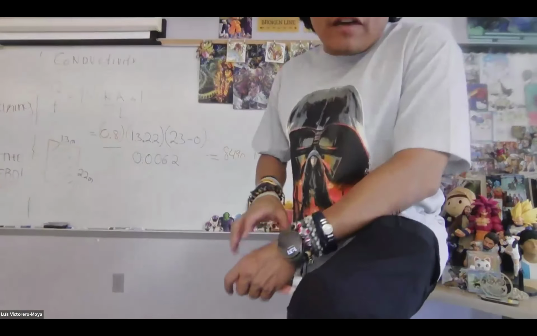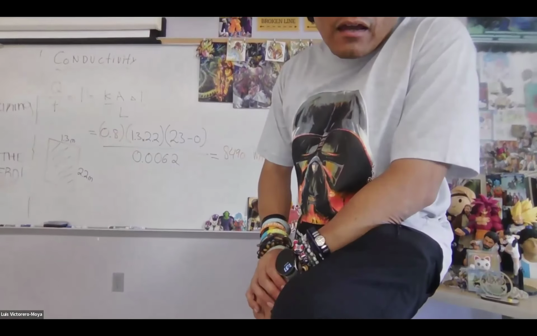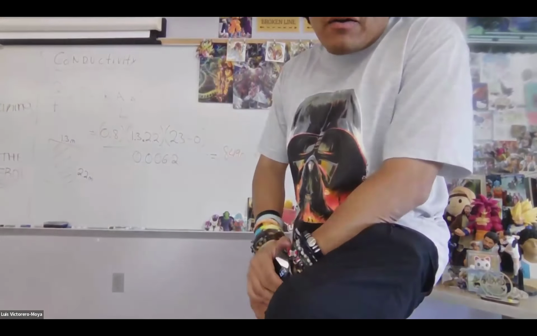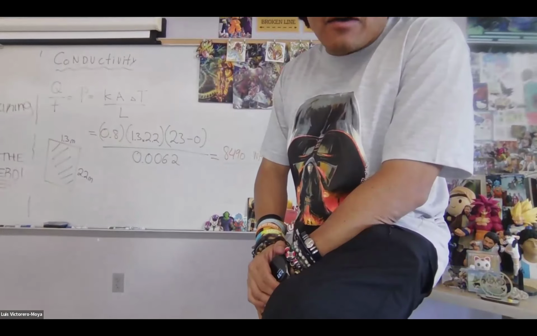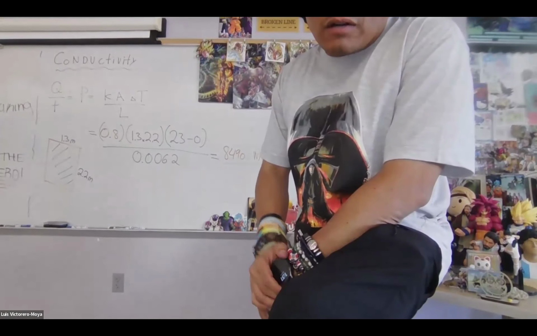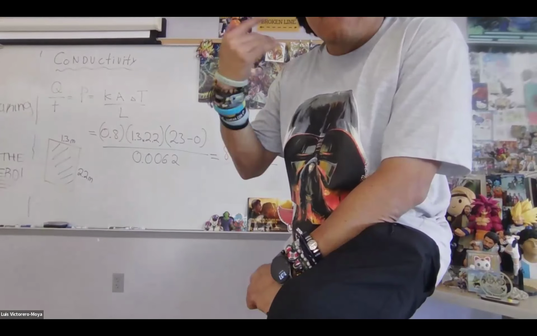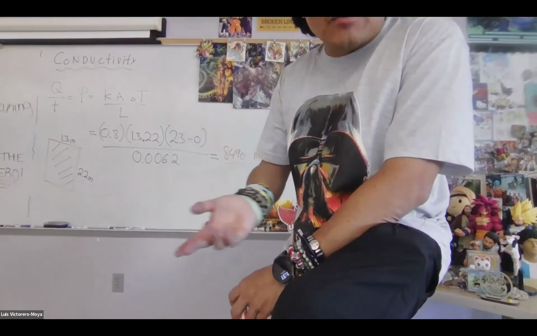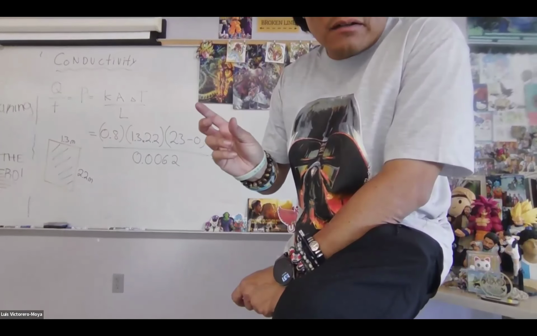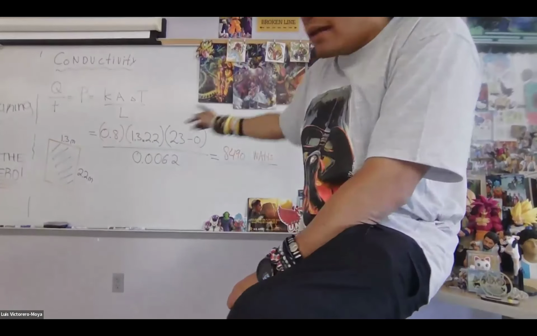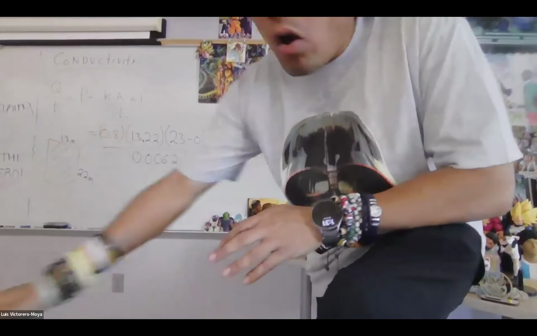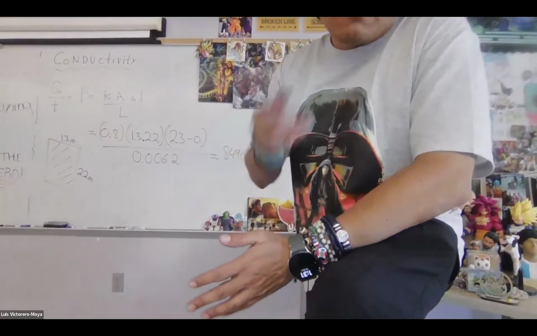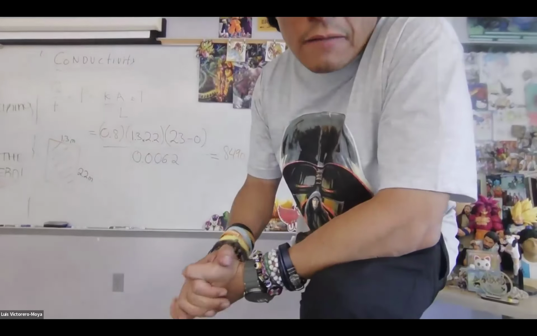And if you want to find the amount of energy lost per day, you will do the amount of power times the number of seconds in a day. So remember, we just did that, right? You multiply 24 hours times 3,600. That will give you the number of seconds. You multiply by that, and you get the energy lost per day by this conductivity, all right?